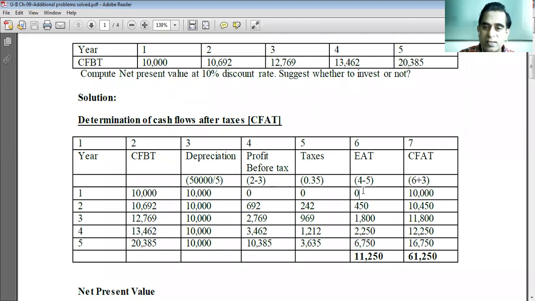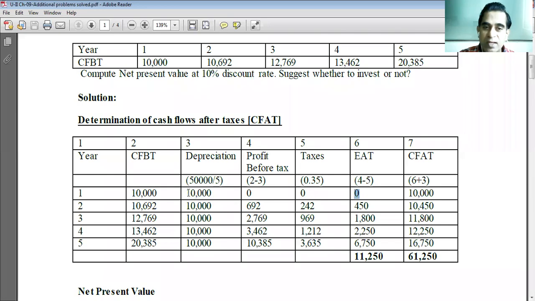Now to this amount, earnings after taxes, we have to add back the amount of depreciation because it is a non-cash cost. Cash has not actually gone out of the business. Only for the purpose of calculating the taxes, we deducted depreciation. So we add depreciation back to earnings after taxes to find out CFAT, cash flows after taxes.